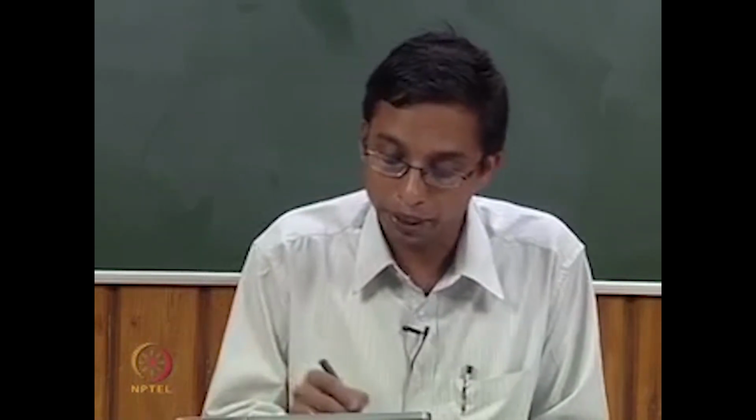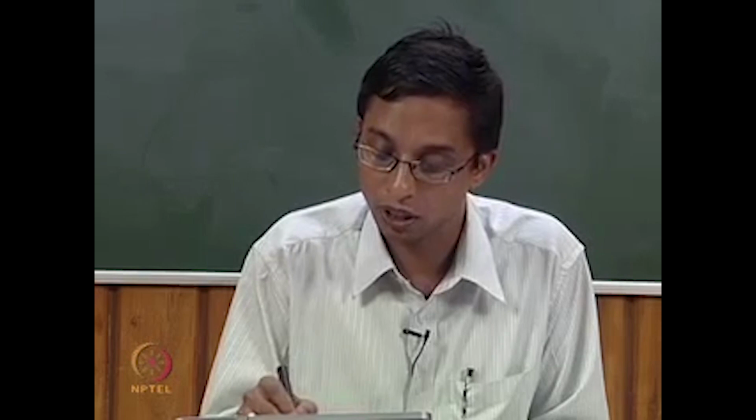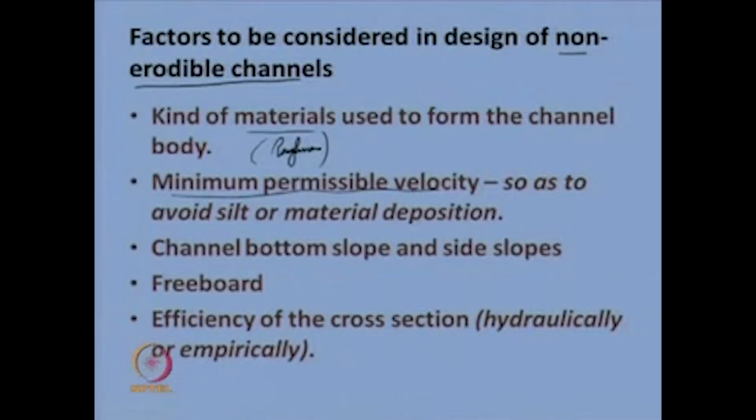In our case here, we are suggesting the minimum permissible velocity for non-erodible channels. This is to avoid any suspended materials that may be there, and also to avoid growth of aquatic plants. Then another factor that is quite important in designing non-erodible channels is the channel bottom slope and the channel side slope.